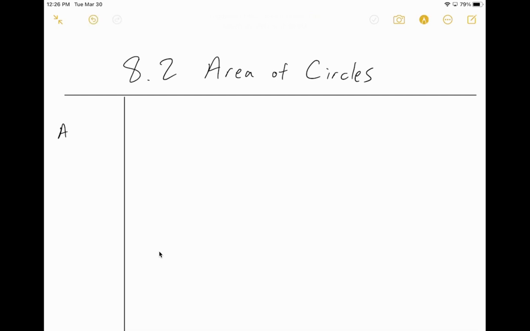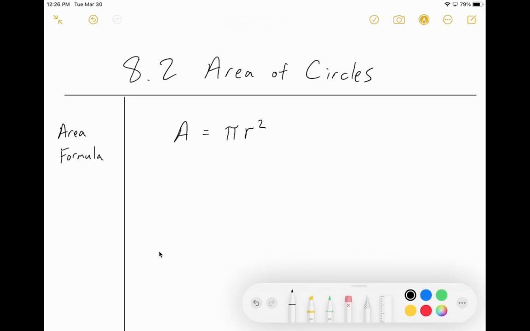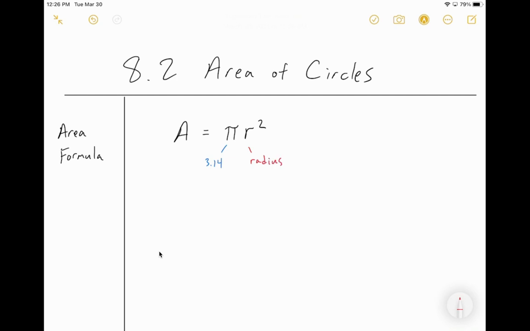So this is it. Let's write this down. Here is the area of a circle formula. Area is equal to pi times the radius squared. Okay, pi times the radius squared. And remember, for pi, we're going to use 3.14, and the r stands for the radius. So the formula again is area is equal to pi times radius squared. So if you know the radius of a circle, you can find out the area.